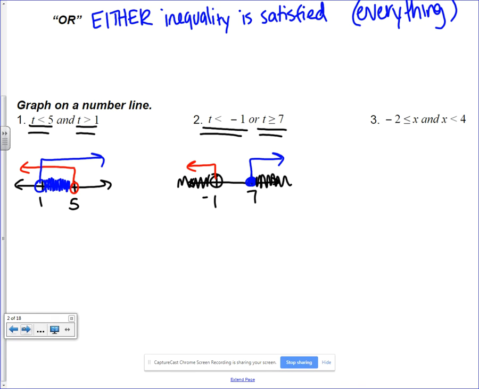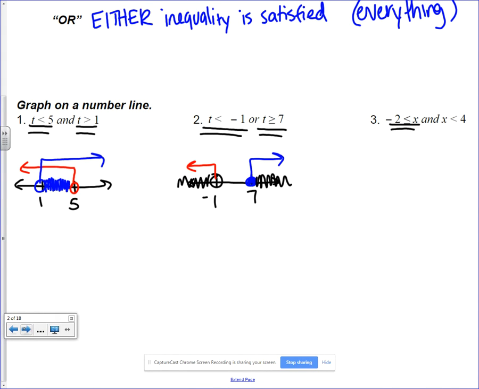So 8, 9, 10. Tyler's telling me. Do you agree that 8, 9, and 10 would be shaded? Those would be answers. Give me some answers that would not work. 0, 3, 1. All of those do not work. Does that make sense to everybody? Okay, moving on. Number 3.